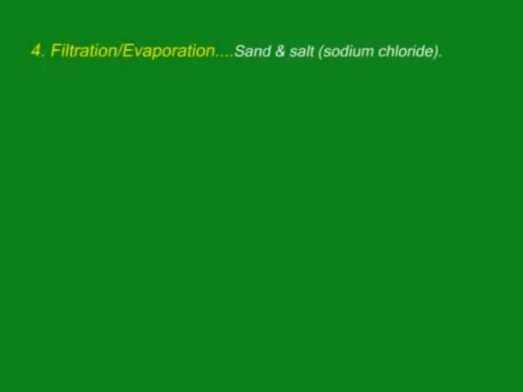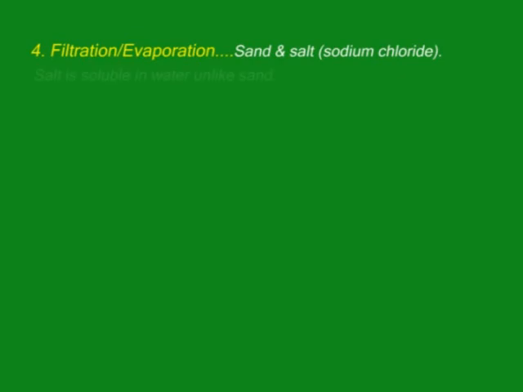Now the next separation procedure incorporates two methods of separation, that is filtration and evaporation. Now we look at separation of sand and sodium chloride. Suppose you have this mixture and wish to separate them. You cannot use a magnet because neither is magnetic. You cannot heat directly because neither will sublime.